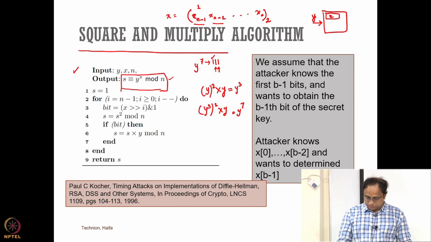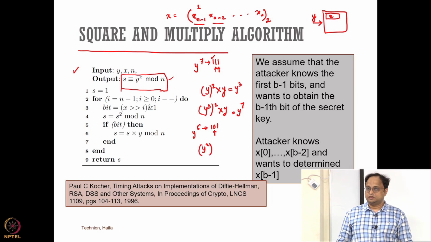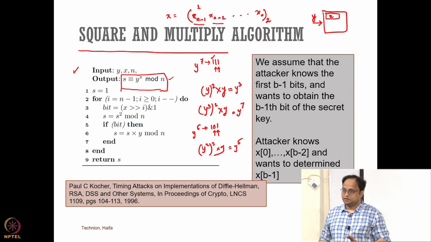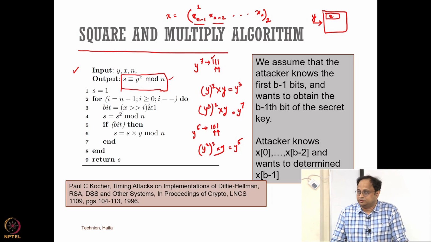If this was y power of 5, then I would have written this 5 as 1, 0 and 1. So therefore since this is 0, I will do a y square, but I will not do the multiplication, okay. But I will see the next bit, and this is a 1. So now I will square and I will multiply with y. So I get y power of 5, right, very simple. So this is a standard way of implementing a square and multiply algorithm.